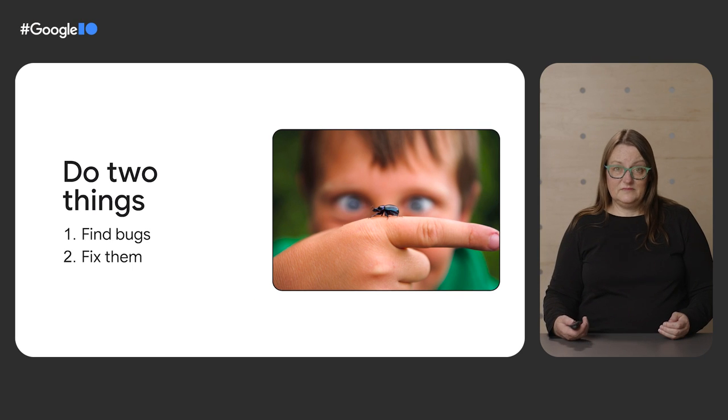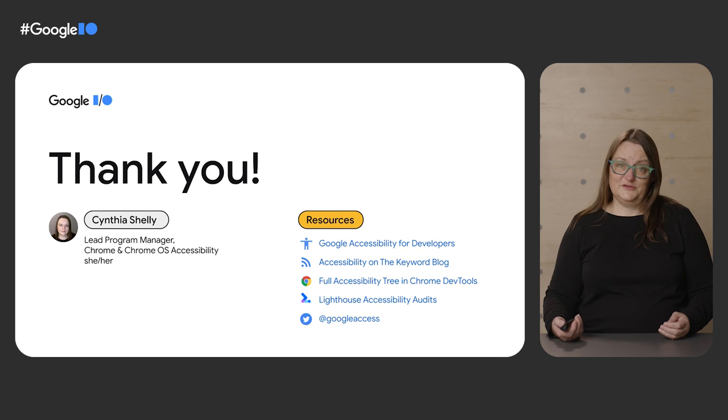Debugging accessibility isn't much different than debugging anything else. You still have to find bugs, and you still have to fix them. With the new full-page accessibility tree in Chrome DevTools, it's now a lot easier to track down accessibility bugs. You can see the accessibility tree for the whole page, how it relates to the DOM, and easily switch between them. Thank you for joining us today.